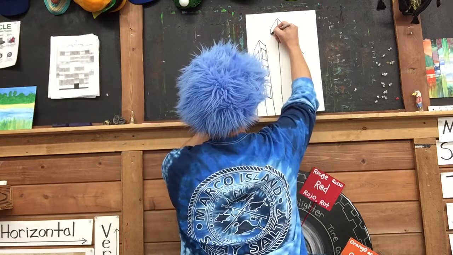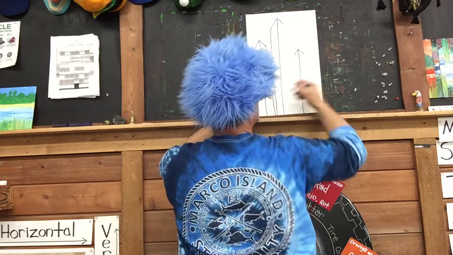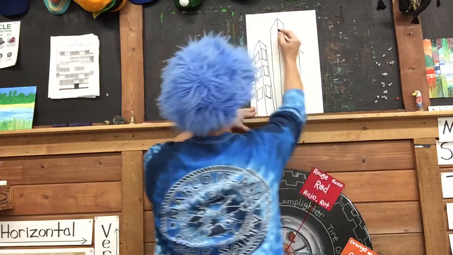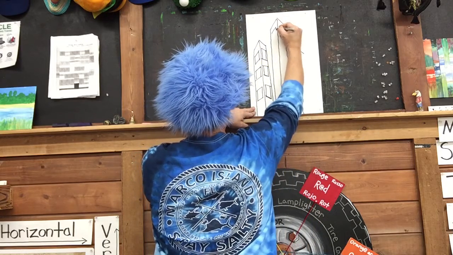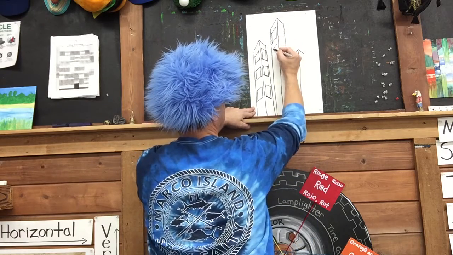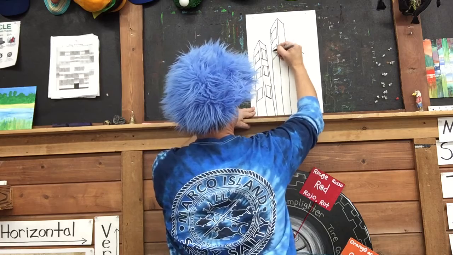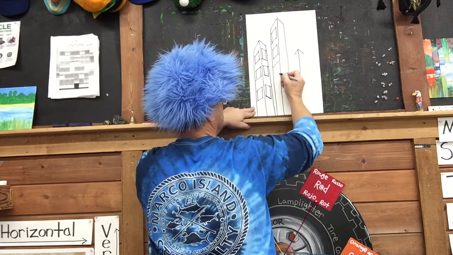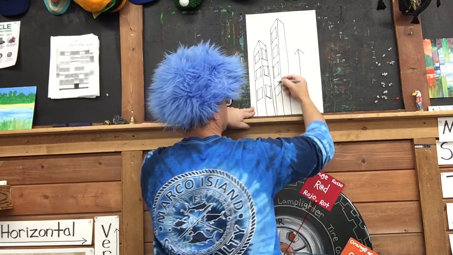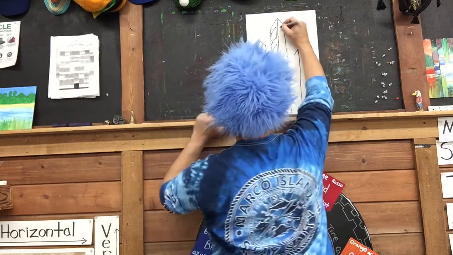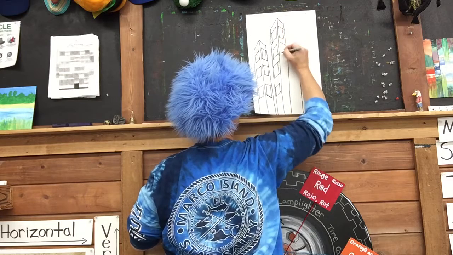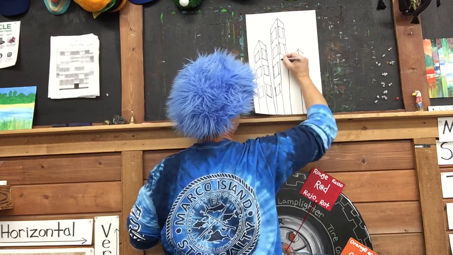So I'm going to do this building. I'm not going to talk much more about it. I'm just going to do it, okay? You could also do it this way. Two diagonal lines, two straight lines. And I'm going to go kind of quick.